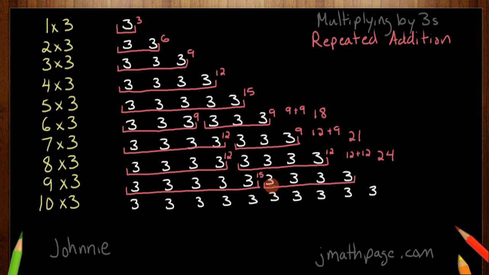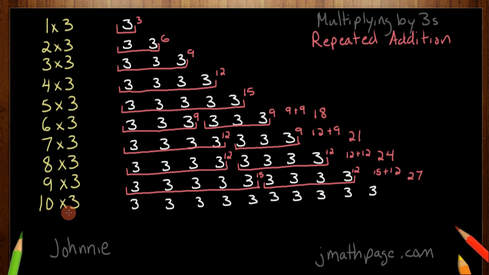Now I have 4 3's over here. 1, 2, 3, 4. That's the same as this. 1, 2, 3, 4, which is 12. And I know from up here, 4 3's is 12. Okay. So how's that help me think about 9 times 3? Well, now I can think of 9 times 3 as 15 and 12 more. 15 and 12 more. 10 and 10 is 20. 5 plus 2 is 7, so this one must be 27.